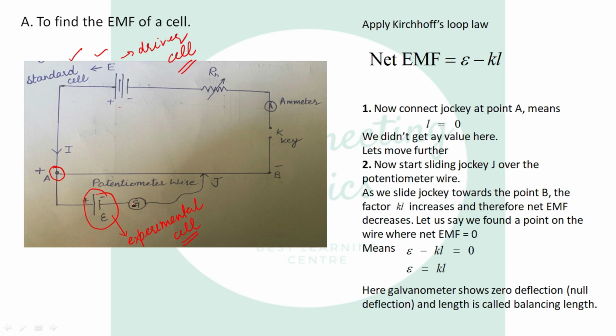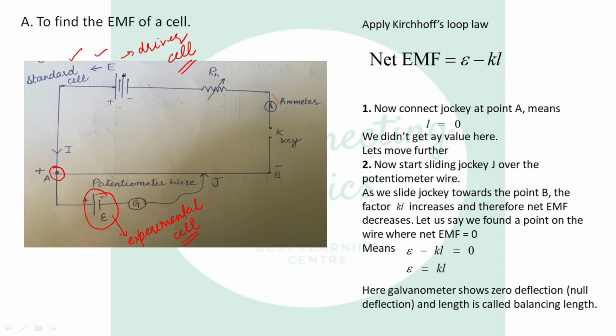Now the galvanometer is connected to the negative terminal of the experimental cell, and then the jockey is connected in series with the galvanometer. This galvanometer and jockey are both in series. So this is the circuit for measuring the EMF of a cell. This is the primary circuit.